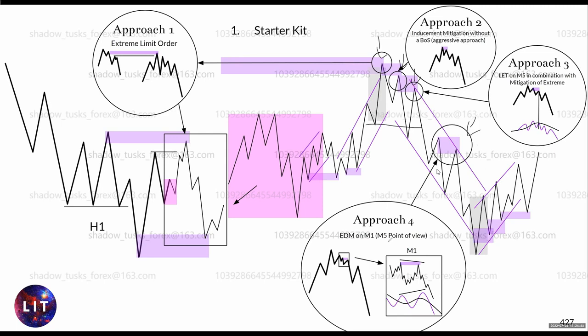And then the last one with approach number 4, EDMs technically on the M5, right? This time on an M5, or again, you can look for EDMs in between in the M1 as well, completely valid. Perfect, right? So that's technically all the approaches we have. And then it goes all over again, right?